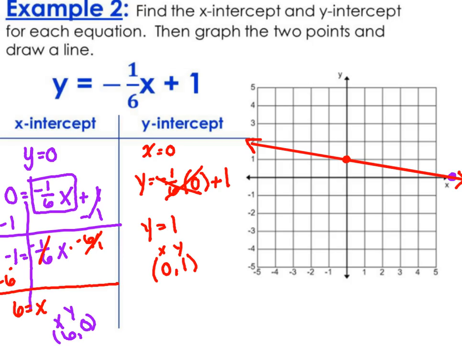And that is it for tonight. So that is how you can graph any line, any function, anything. If you need to find an x or y intercept, that's exactly how you would do it. To find an x-intercept, you would put 0 in for y, and to find a y-intercept, you would put 0 in for x.